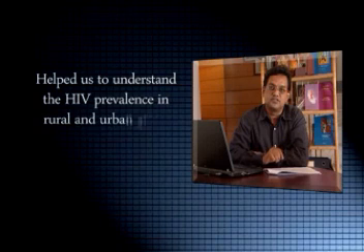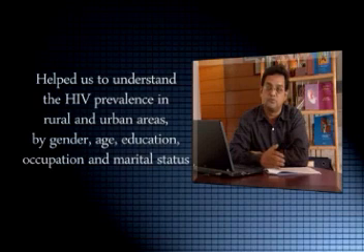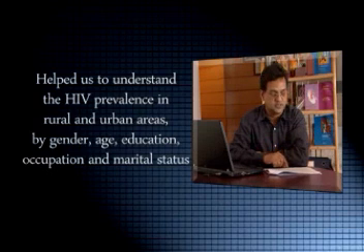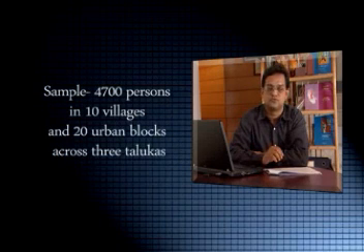This helped us to understand the prevailing levels of HIV in different population groups like rural or urban, male, female, and also by age, marital status, education, occupation, and also to some extent caste and tribal groups. Now, this survey basically collected data from a representative sample of 4,700 persons, both in rural and urban areas. We have men and women also in this group.